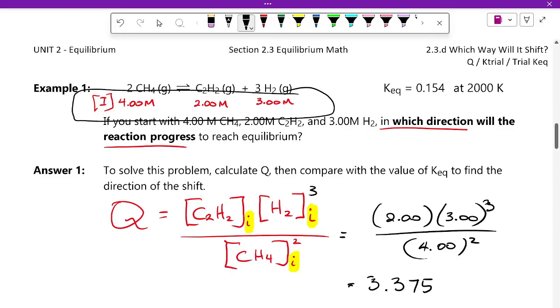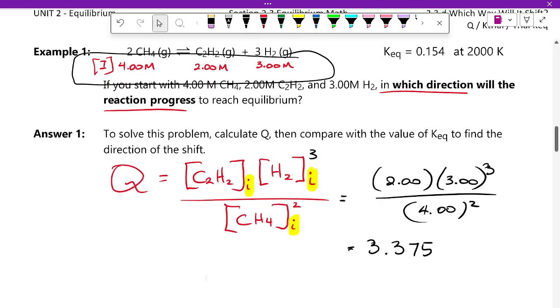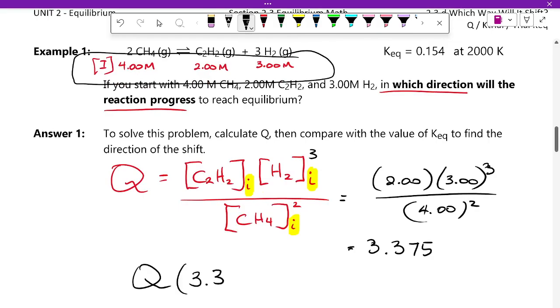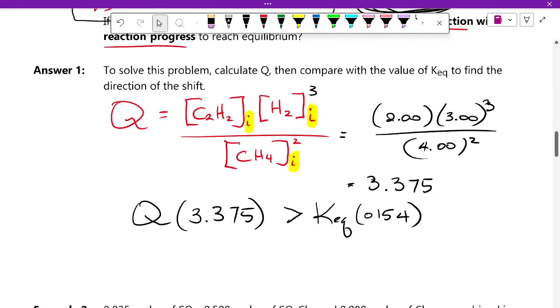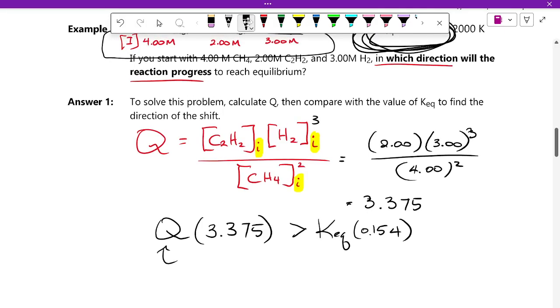So now we have a value of Q. Q, which is 3.375, is bigger than KEQ, which we are told is 0.154. What does at 2000 K mean? At 2000 Kelvin is the temperature. So you can just ignore it.